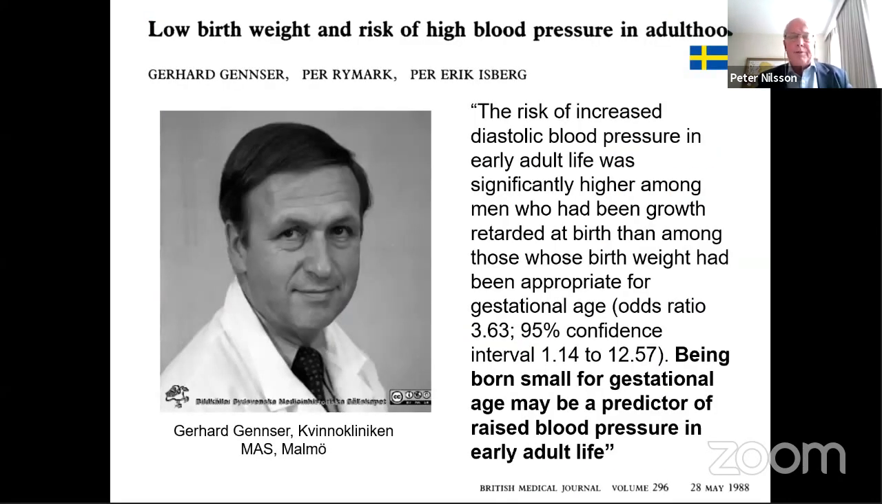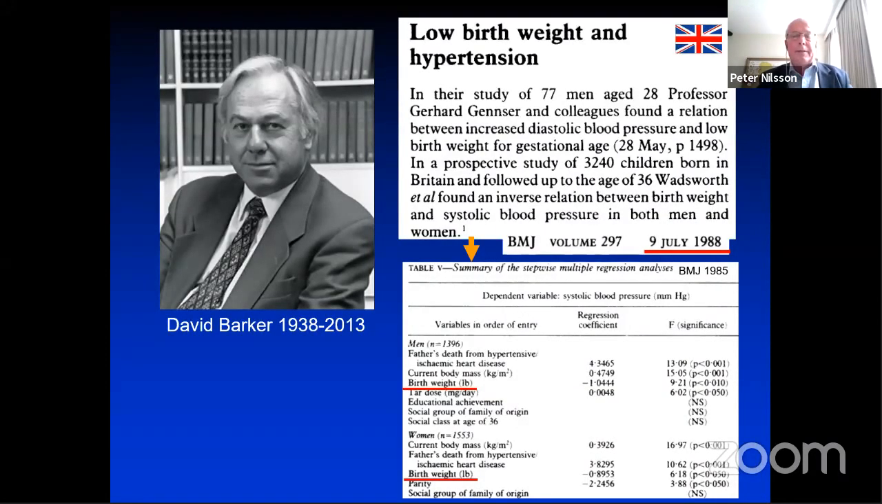From Malmö, Sweden, one of the first studies came in the British Medical Journal in 1988. This Dr. Genser analyzed the association between fetal growth and blood pressure at the age of 18 in young men undergoing military conscript testing. The same year, in the British Medical Journal, the famous David Barker published similar data from the UK, similar observations that low birth weight and early life factors could impact the risk of increased blood pressure in later life.